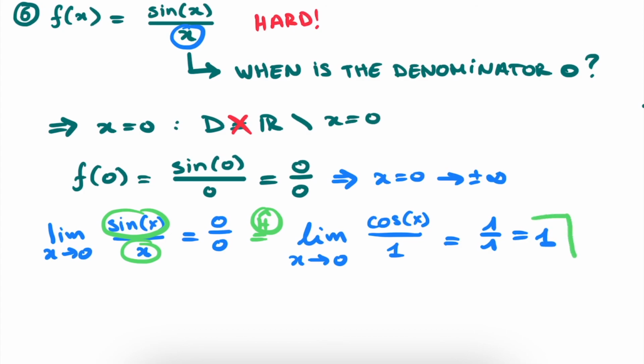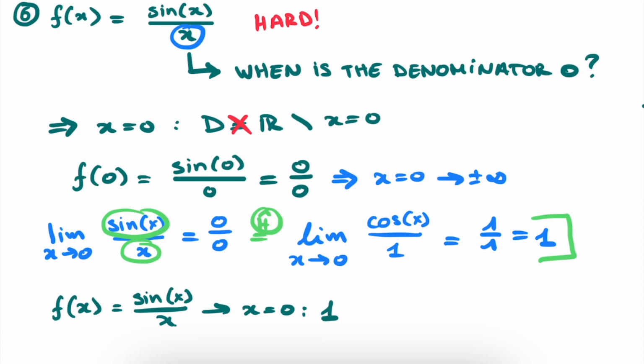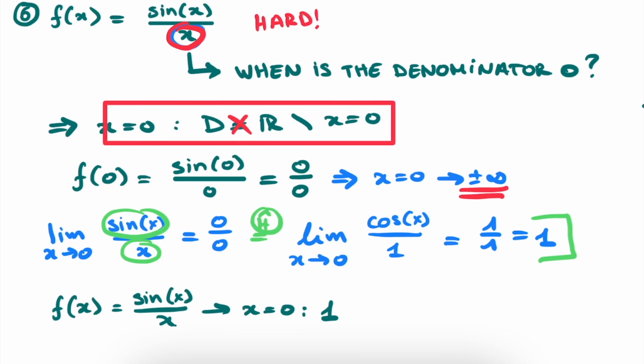But what does this now actually mean? Well, this means that the function f of x is equal to the sine of x divided by x. If we now let x go to 0, instead of plugging it in and thereby getting 0 divided by 0, we know that at x is equal to 0, this function simply becomes 1 and not plus or minus infinity. And this is important when determining the domain of this function, because we saw that x is equal to 0 is the only point that might lead to a domain that is different from R.